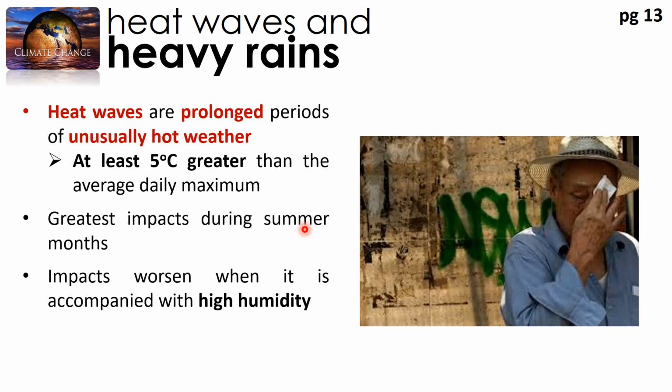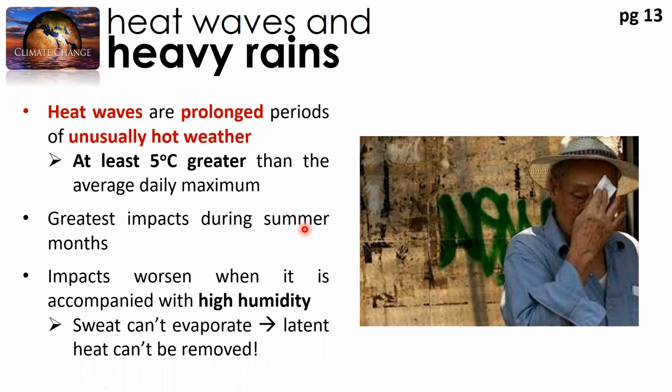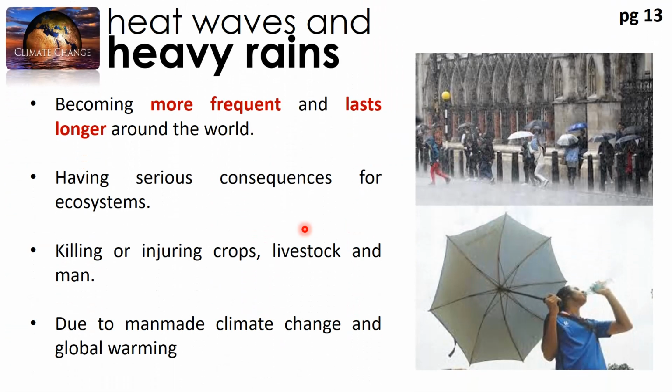I already explained to you about the combined effects of high humidity and increased temperatures in our previous lecture. So the problem with high humidity is that it doesn't allow our sweat to evaporate. So our body cannot get rid of our latent heat by sweating. So this actually stresses our body more, and it can create lethal conditions for us.